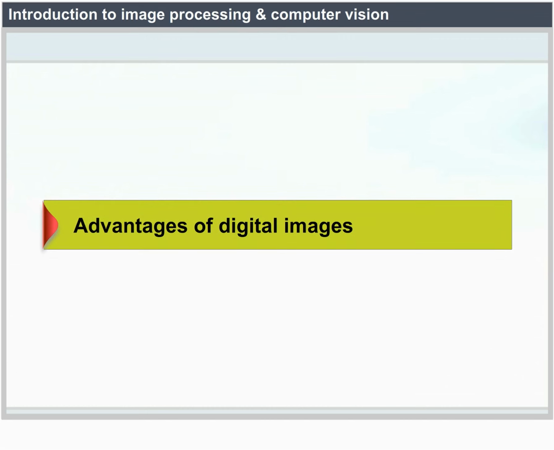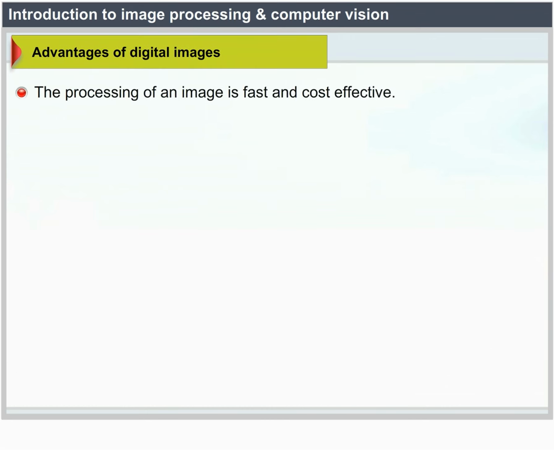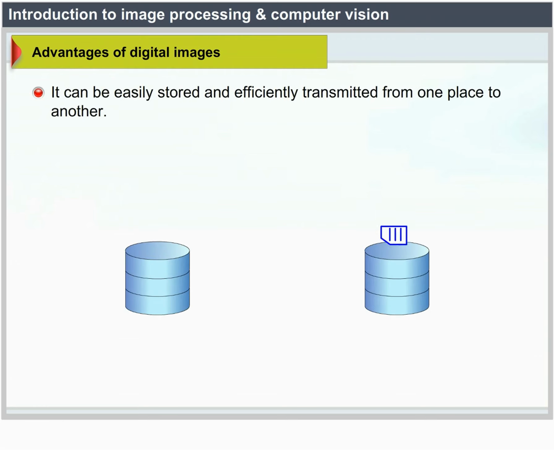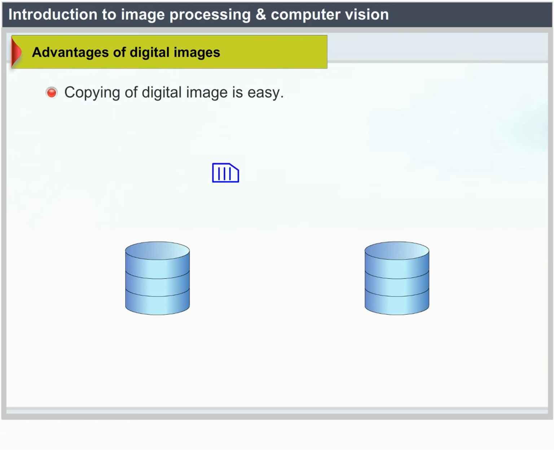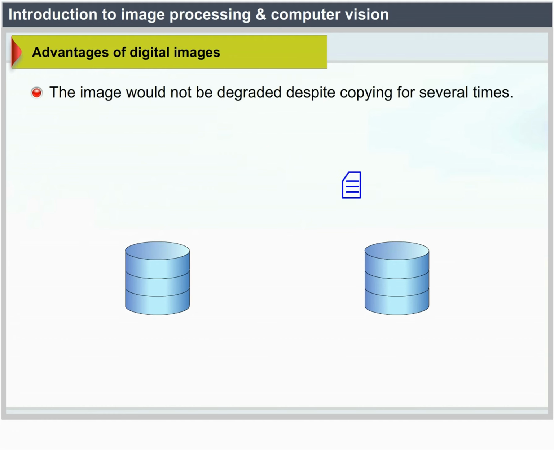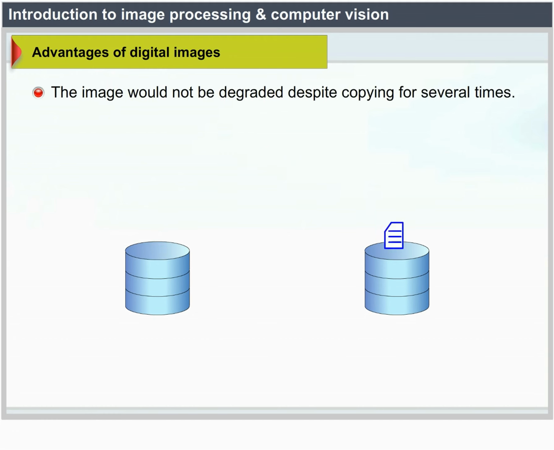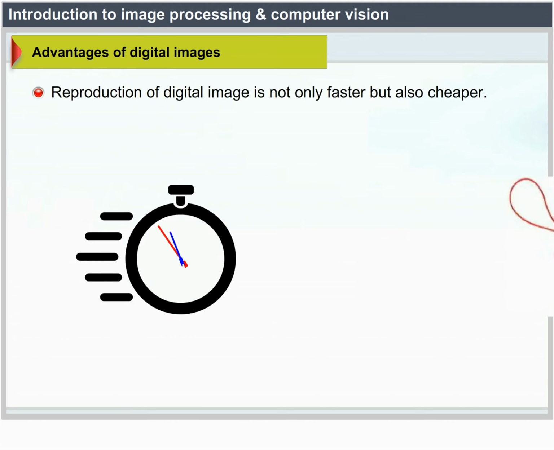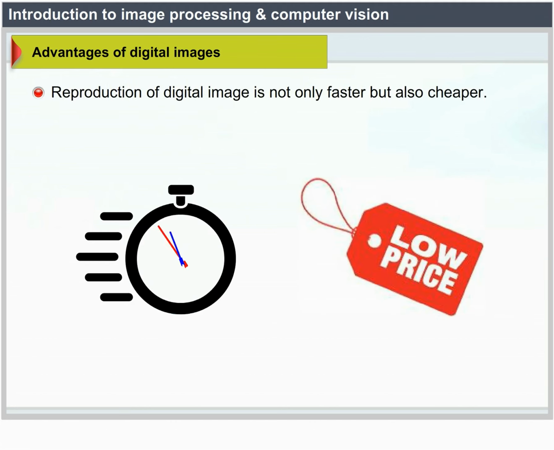Advantages of digital images. The processing of an image is fast and cost-effective. It can be easily stored and efficiently transmitted from one place to another. Copying of digital image is easy. The image would not be degraded even if copied several times. Reproduction of digital image is faster and cheaper.